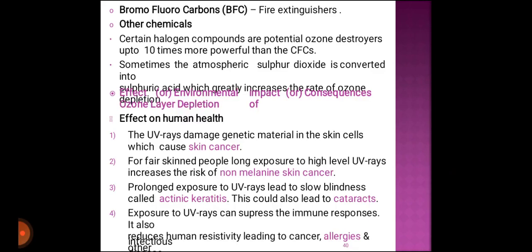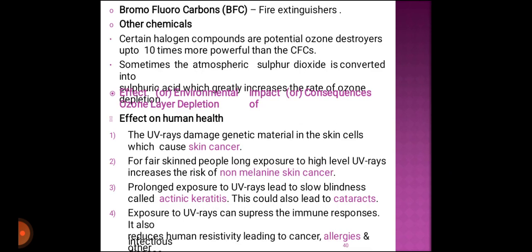Sometimes atmospheric sulfur dioxide is converted into sulfuric acid, greatly increasing the rate of ozone destruction. Then the environmental impacts and consequences of ozone layer depletion. The effect on human health: the UV rays generally mutate the skin cells, which causes skin cancer. For fair-skinned people, long exposure to high levels of UV rays increases the risk of non-malignant skin cancer.